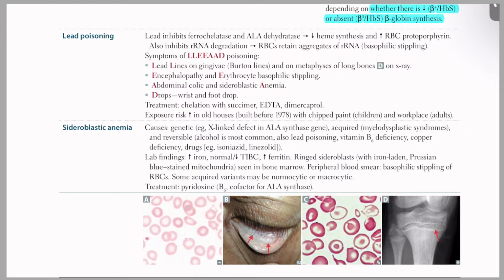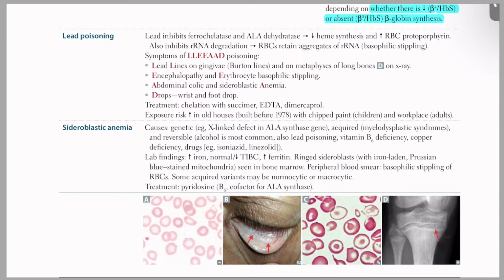Treatment: chelation with succimer, EDTA, dimercaprol. Exposure risk increases in old houses built before 1978 with chipped paint for children and in the workplace for adults.